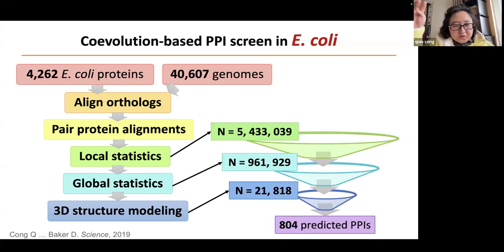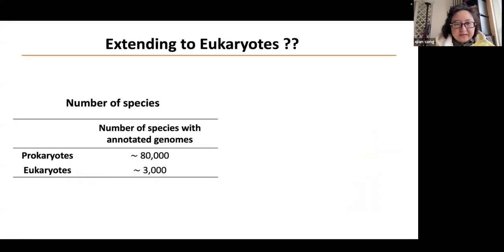As you go through this funnel, you usually start with a rather large number, and in each step you select the candidates, which reduces the number but keeps the protein pairs that are most likely to interact. Then you go through many filters, and you end up with a relatively small set of predictions that we feel rather confident about.